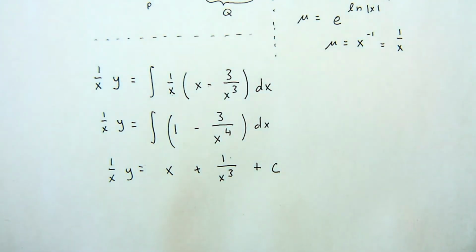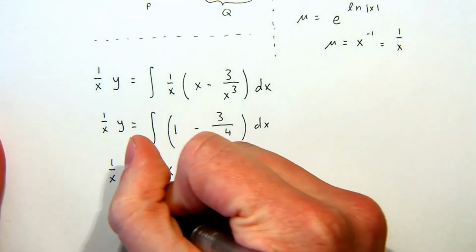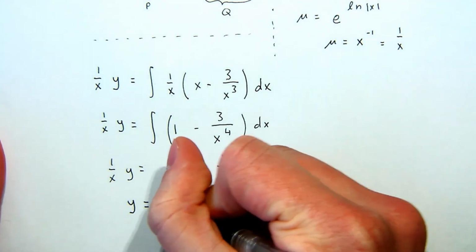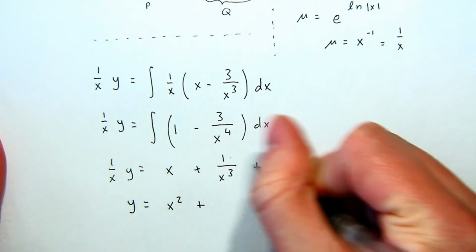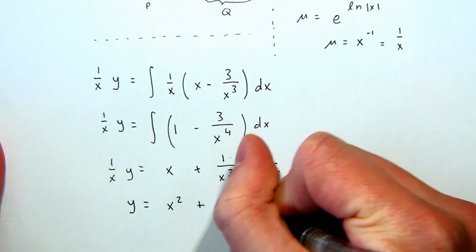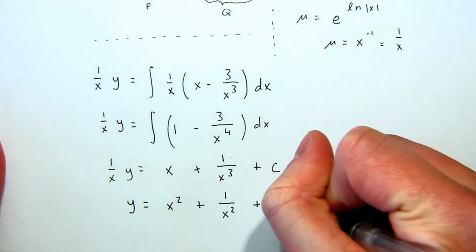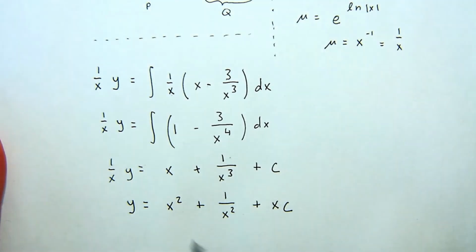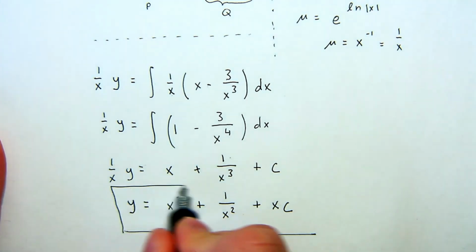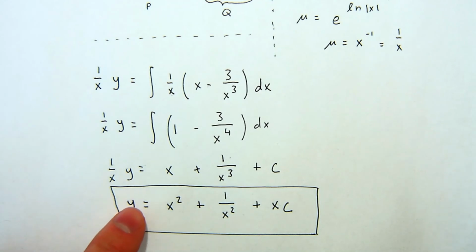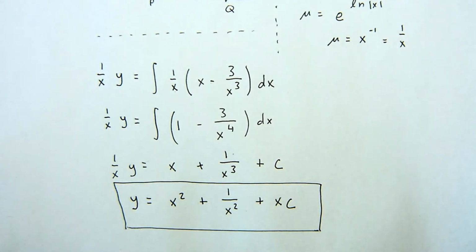And we're almost done. The last step is to get the left side in the form of just y. So in this case it will be y. Multiplying x to the other side, it will be x squared plus x divided by x cubed, which is just 1 over x squared, plus x times c. And that is the final answer. So we're just trying to get the final answer in the form of y is equal to some function of x.